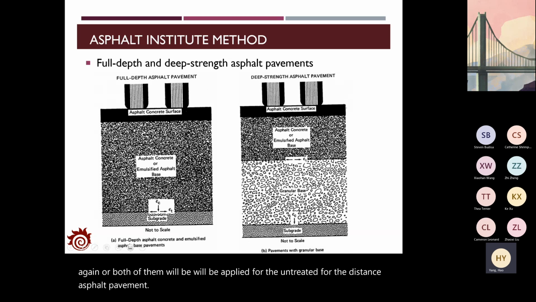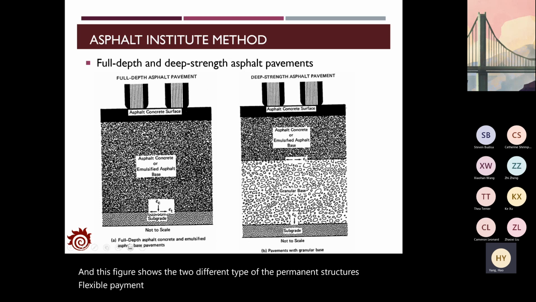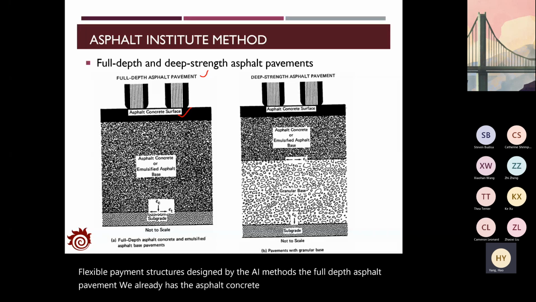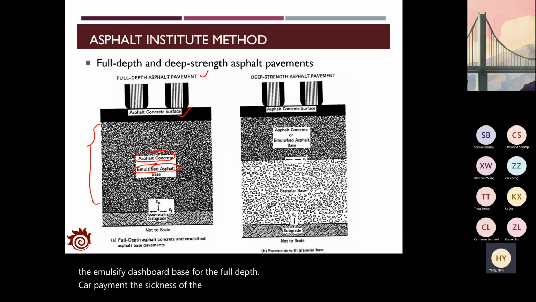And this figure actually shows the two different types of flexible pavement structures designed by the AI method. The full depth asphalt pavement: we already have the asphalt concrete surface. Usually this one is very strong, but the thickness will be small. And then you will have the asphalt concrete or the emulsified asphalt base. For the full depth pavement, the thickness of the emulsified asphalt base layer would be very large, and then both layers will be placed on top of the subgrade.